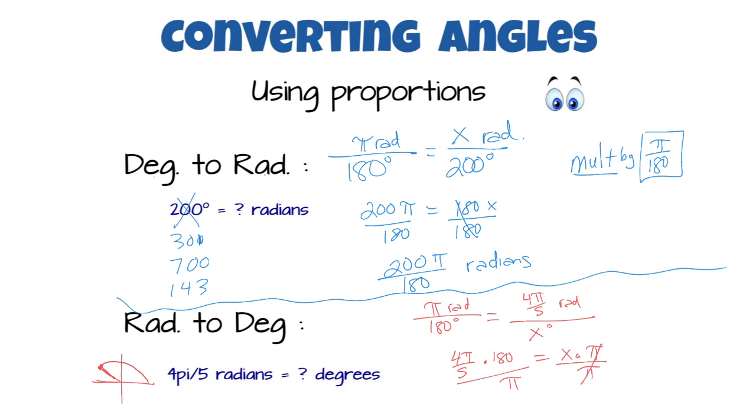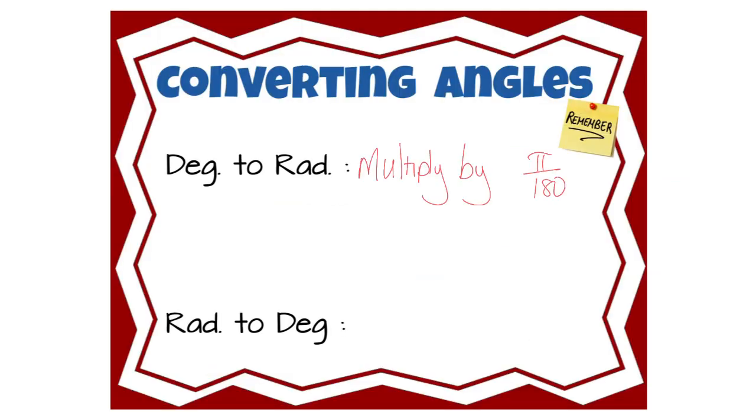So let's just cut to the chase. Do I really need to do the proportion every time? If I'm trying to go from radians to degrees, I'm going to multiply by 180, divide by pi. Let's jot it down on the next page. To go from degrees to radians, we're going to multiply by pi over 180. If I want to go the other direction, I'm going to multiply by 180 over pi.